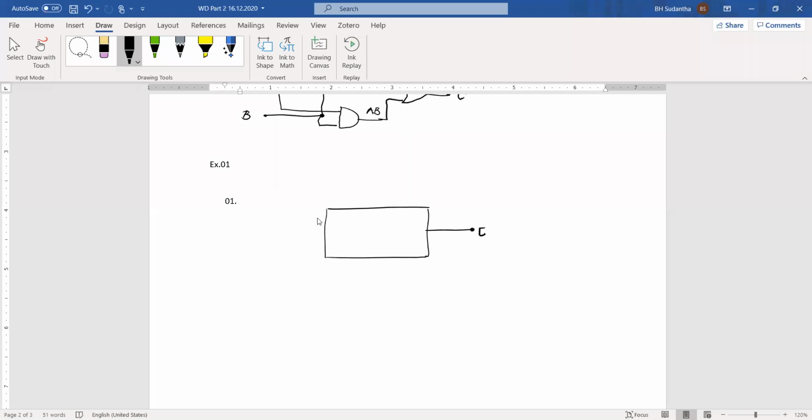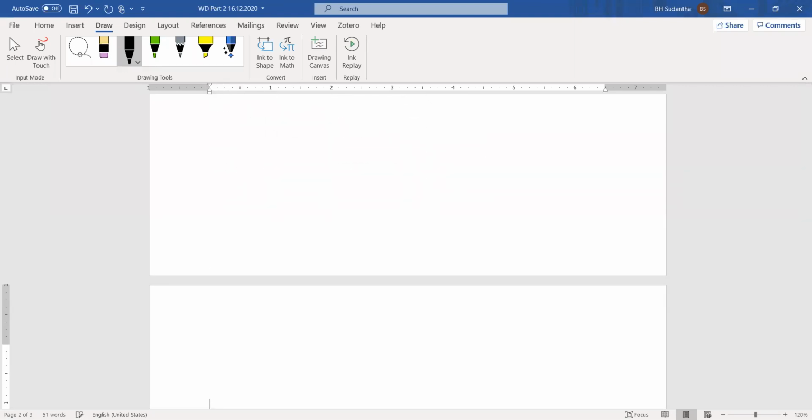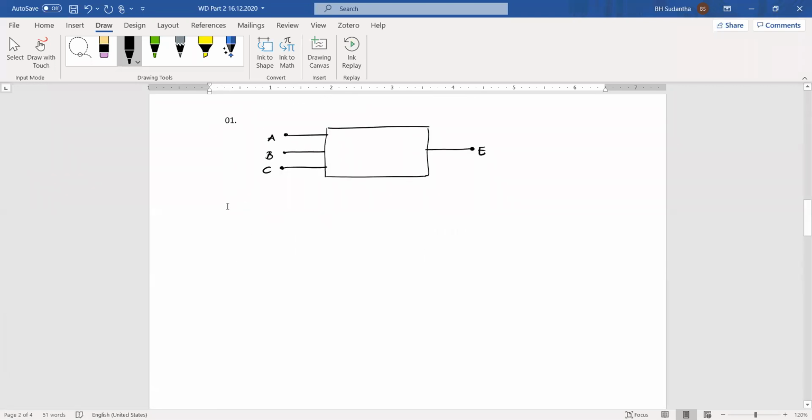This is your output E, and here one input A, the other one B, sorry, the other one C. This is a block diagram. It shows that... second step, we can prepare the table.